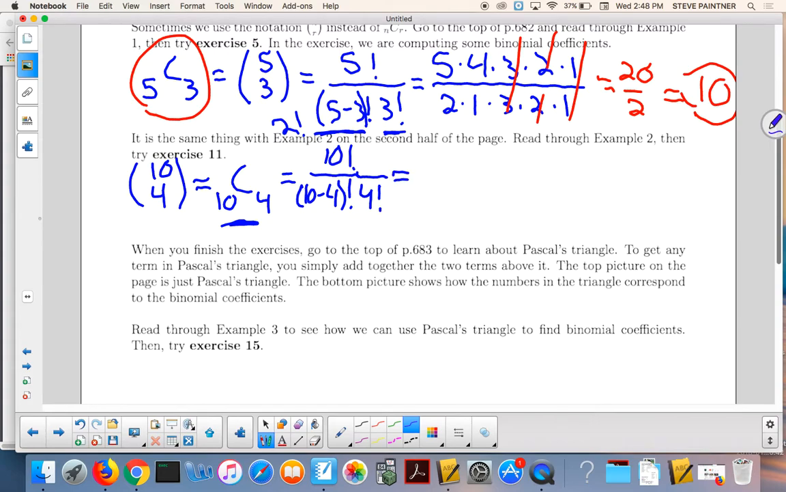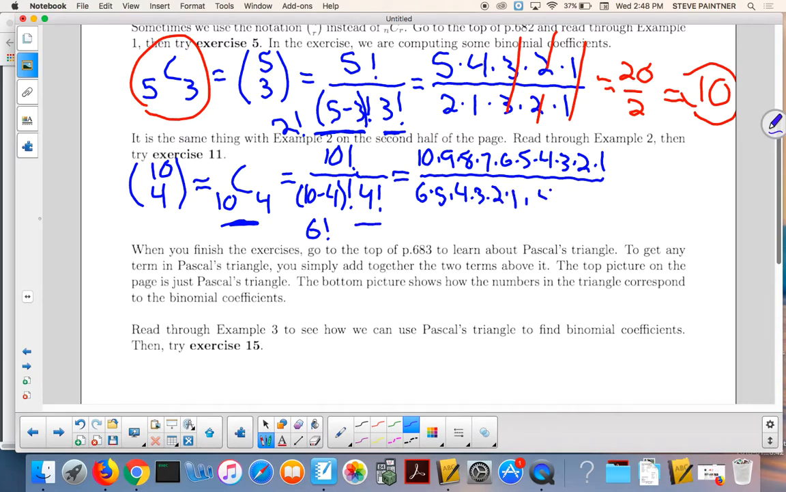So we can expand each of these, and in the top we'll get 10 times 9 times 8 times 7 times 6 times 5 times 4 times 3 times 2 times 1. In the bottom we have 10 minus 4 factorial, which is 6 factorial. So we'll have 6 times 5 times 4 times 3 times 2 times 1, and then 4 factorial, which is 4 times 3 times 2 times 1.